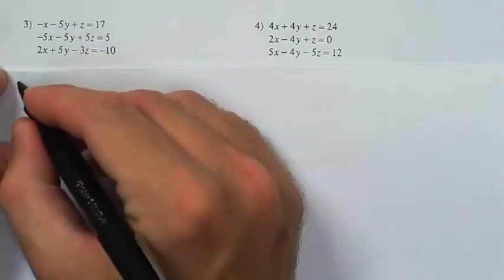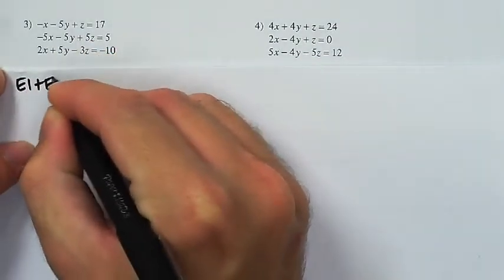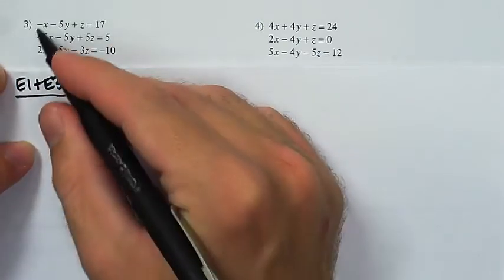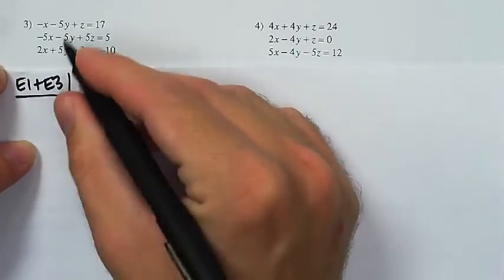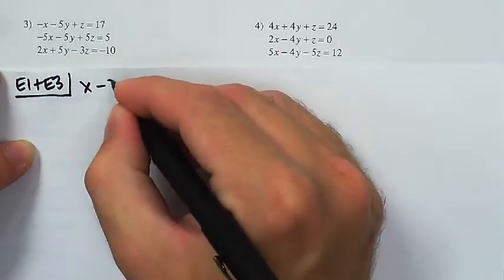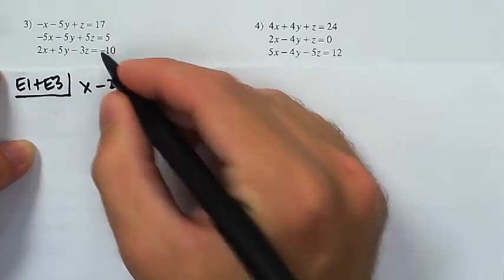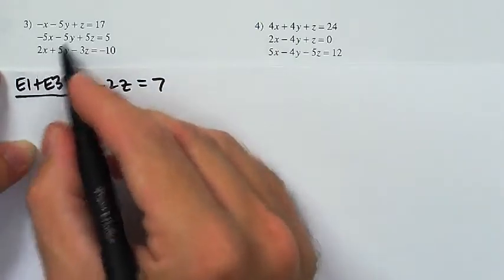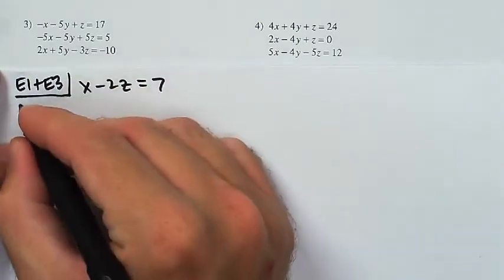Alright, so I'm going to do equation 1 plus equation 3. Negative x plus 2x is 1x. Negative 5y plus 5y is 0. Positive z minus 3z is negative 2z. 17 minus 10 is just 7. And then I'll do equation 2 plus equation 3.